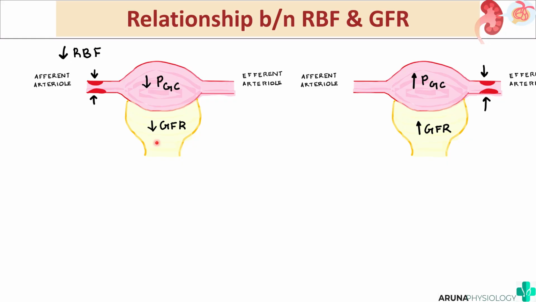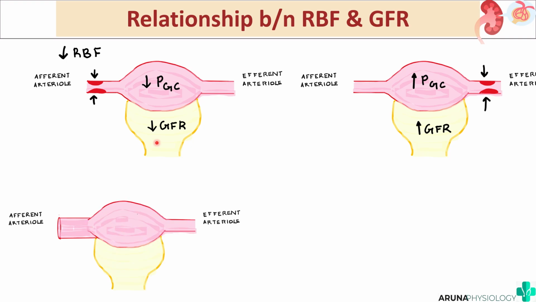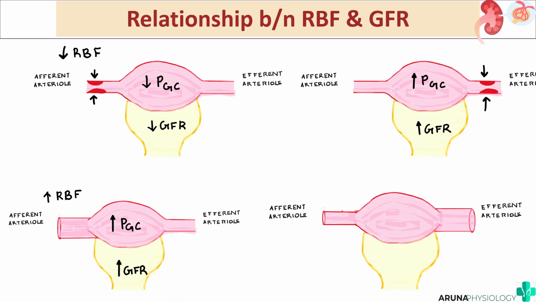Now, that was about constriction. What about dilation? Suppose there is an afferent arteriole dilatation. How will the blood coming in be? It is going to be increased blood flow. So naturally there is going to be increased hydrostatic pressure, increased GFR. What if it was an efferent arteriole dilatation? In that case, there is going to be a decreased hydrostatic pressure and decreased GFR. So this is the very basic knowledge that one should have related to renal blood flow in order to understand the regulation of renal blood flow.